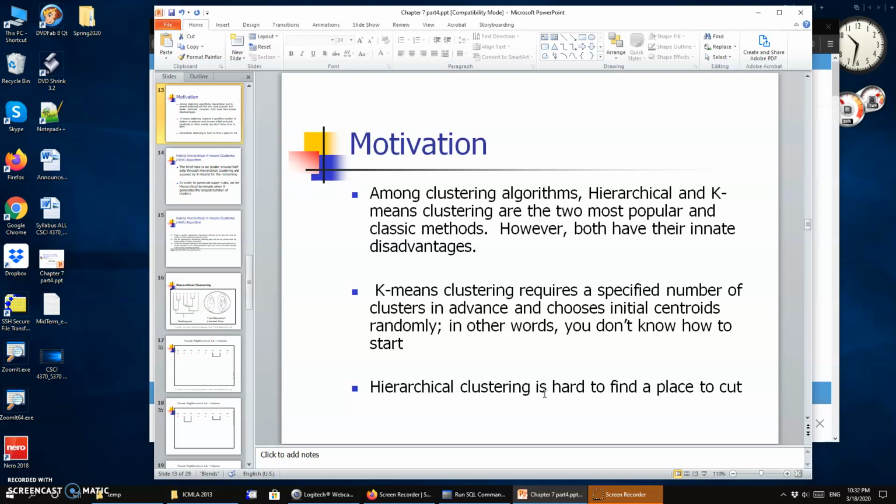However, both of them have some disadvantages. For k-means clustering, you need to know the number k, and you need some method to generate the initial centroids. So it's actually hard to start k-means clustering. Hierarchical clustering, on the other hand, is pretty easy to start because all you need to do is merge until everything becomes one big cluster. The difficulty with hierarchical clustering is that after the tree is built, deciding where to cut to generate the real clusters is a difficult problem.